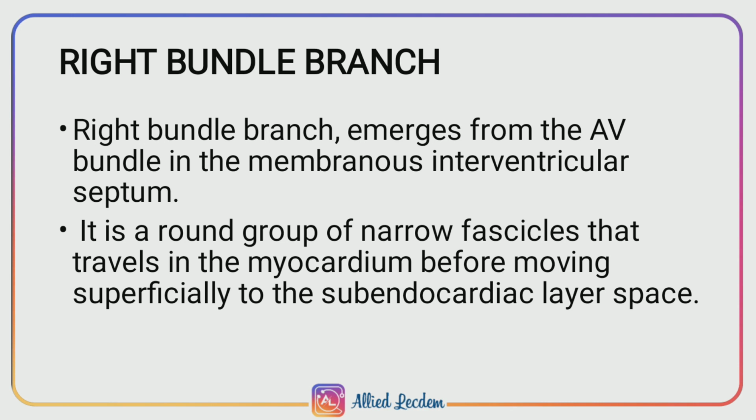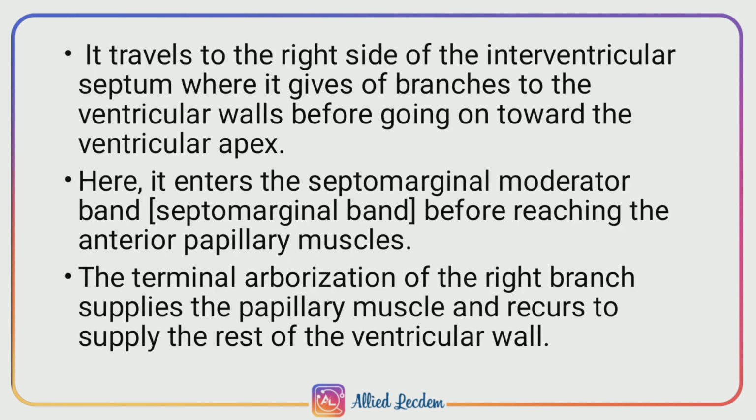It is a round group of narrow fascicles that travel in the myocardium before moving superficially to the subendocardiac space. It travels to the right side of the intraventricular septum, where it gives off branches to the ventricular walls before going on towards the apex. Here it then enters the septomarginal trabecula before reaching the anterior papillary muscle. The terminal branches of the right bundle branch supply the papillary muscle and recur to supply the rest of the ventricular walls.